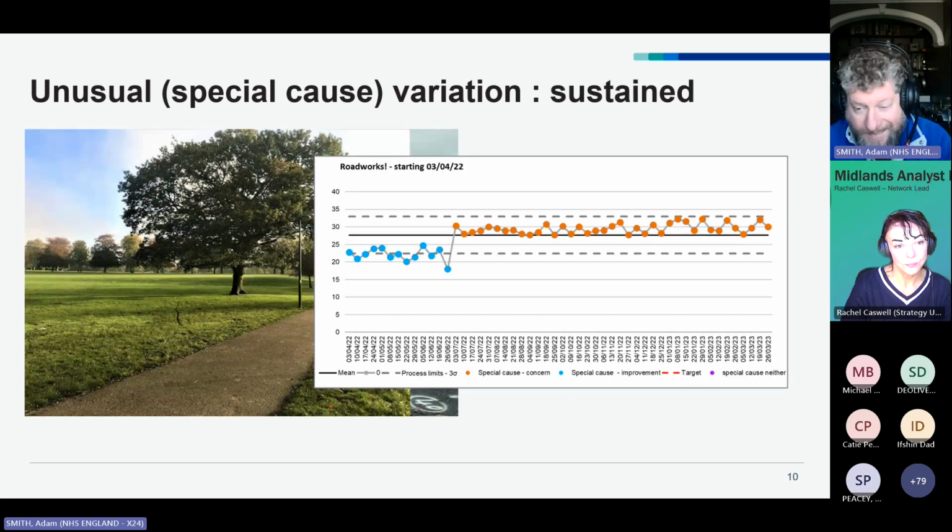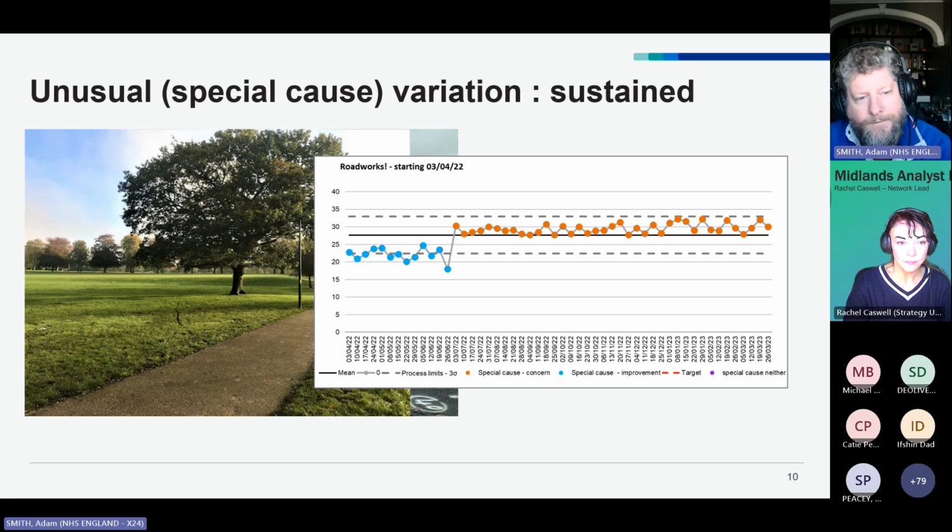The next type is sustained special cause variation. So I now live in Coventry. Don't know if anyone knows it, but there's a big ring road round the outside of the city centre. My daughter was going to school on the other side of the city, which was a really bad idea, and we've since changed. And it was taking around 23, 24 minutes to get to school every morning. Then roadworks went on. Whole sections closed off. We had to find a different route, and it was taking us a lot longer, about 5 or 6 minutes per leg longer to get to school.